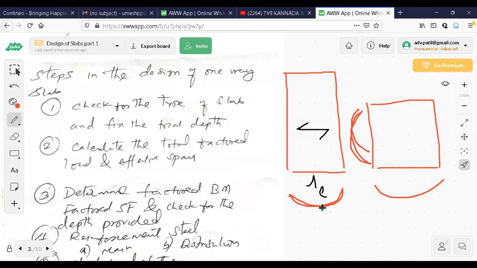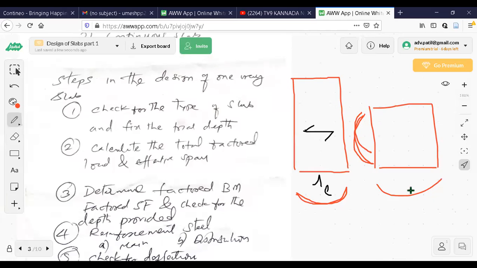It is not like this. In a one-way slab, it bends in only one direction, between the supports. There are 4 supports in a two-way slab. It bends like this also, like this also. The deflection will not be the same, but you have to assume that they are the same.